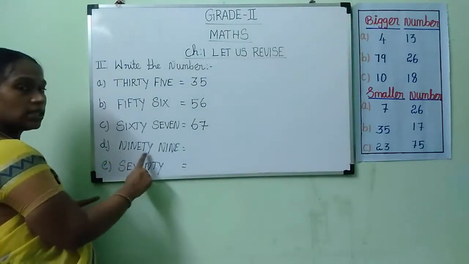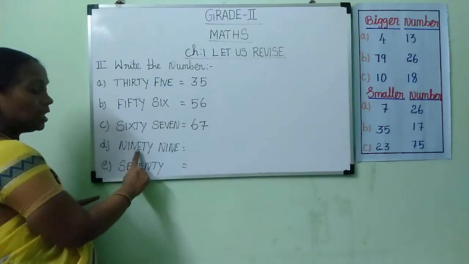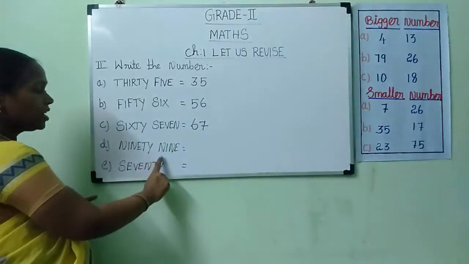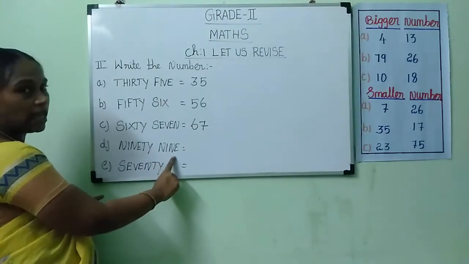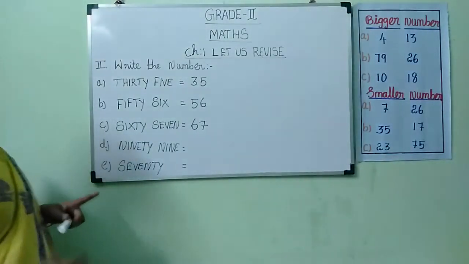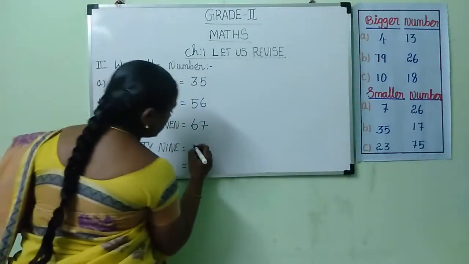Ninety. What is this? Ninety. 90. Nine. 99.